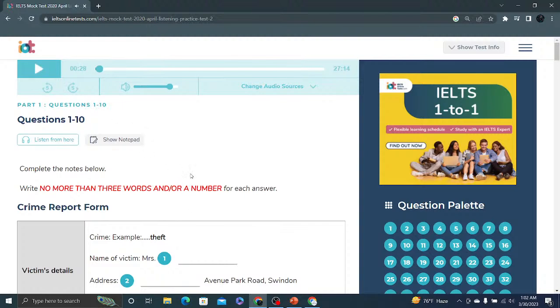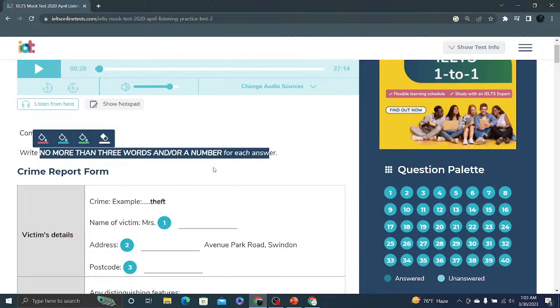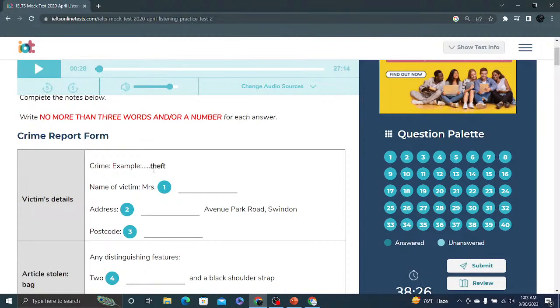Okay, I hope you got the instruction from him. I hope you can see the other instruction for us. Let's read it: no more than 3 words and or a number for each answer. So we are allowed to write 3 words, and if we need, we can use a number. We also see there is a sample visible on the paper.